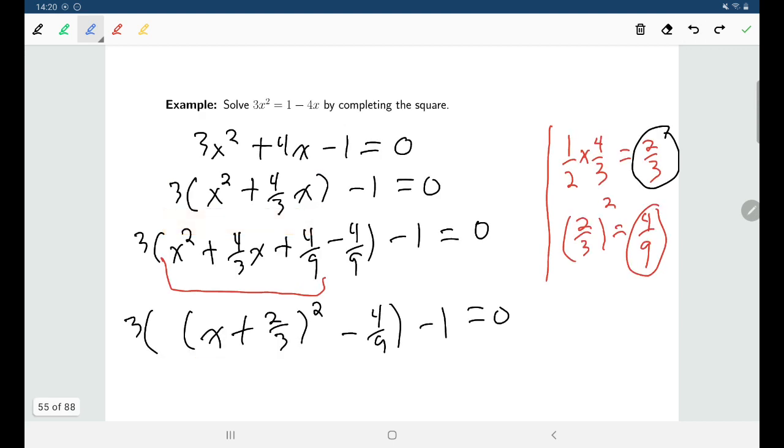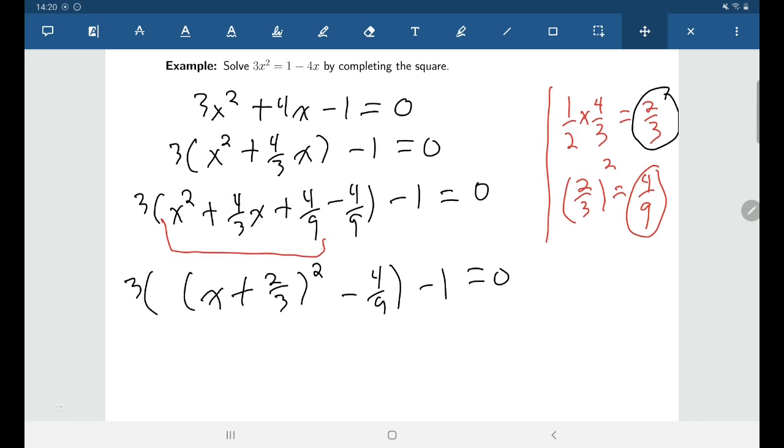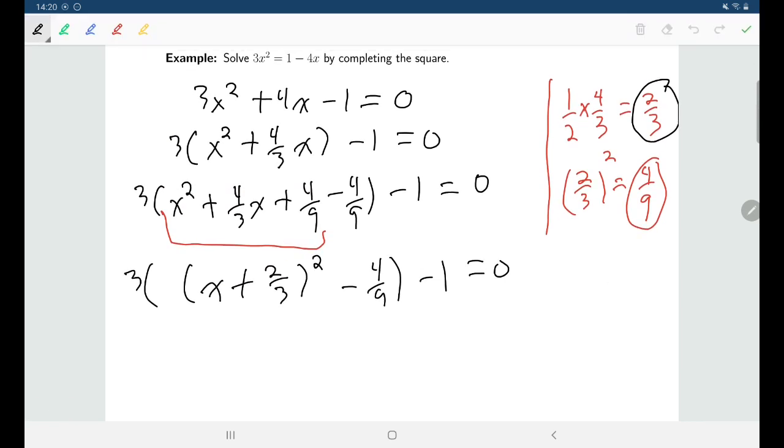Okay, so what comes next? I would like to be able to isolate my x, and so that means I need to get this 4/9 and this -1 out of here and move to the other side of the equation. I'm going to do one thing first, which is notice that the -4/9 happens to be inside this bracket, and that bracket is being multiplied by 3. So really, that -4/9 needs to be multiplied by 3. So if I want to take that 4/9 and have it leave the bracket, when it does so, it's going to be multiplied by 3.